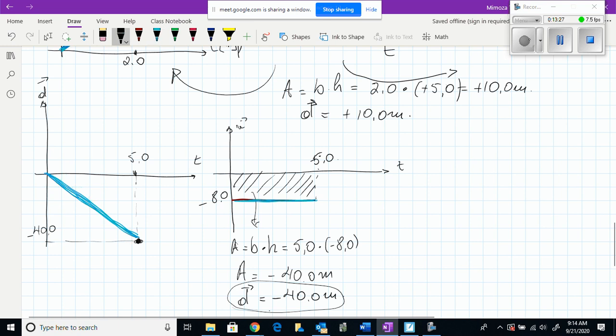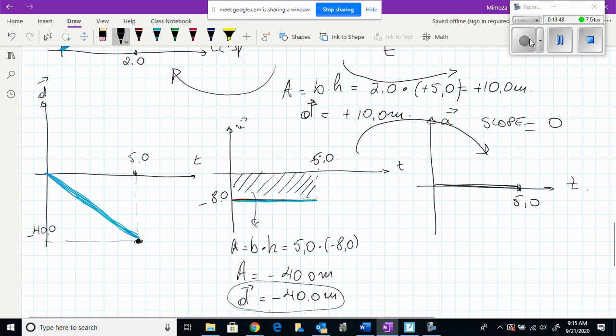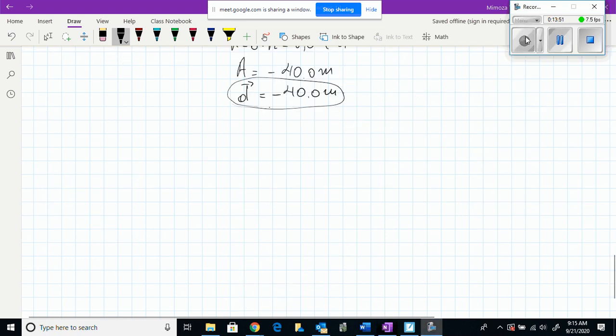And then when we are constructing the acceleration time graph, what we are doing is calculating the slope. And since the slope of a horizontal line is equal to 0, the acceleration will be 0. Questions?